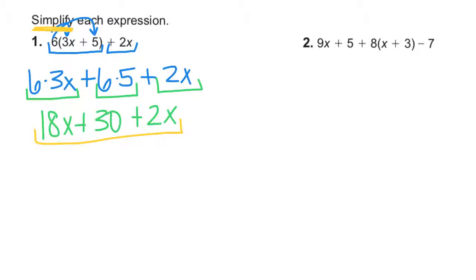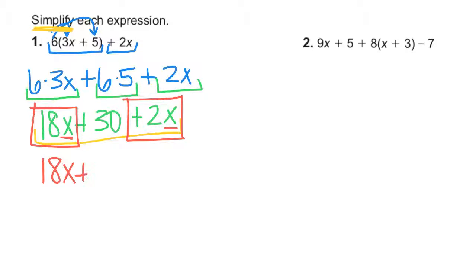So I'm going to go ahead and look for any terms that look alike or look similar, and I see I have an x here and an x here. So that tells me that I can combine the 18x and the 2x. So I'm going to go ahead and rewrite that as 18x plus 2x, and then I see I have a plus 30, and I'm going to bring that on and put it on the end with a plus 30.